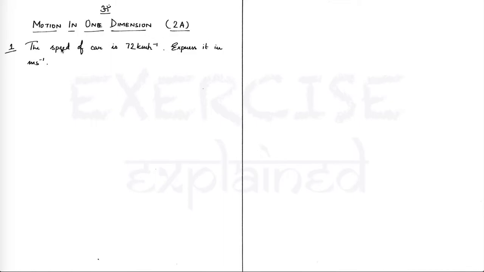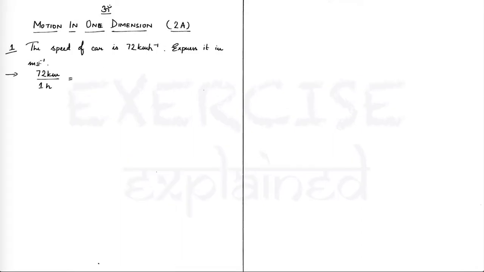Question number 1. The speed of a car is 72 kilometers per hour. Express it in meter per second. So when we get a question that it is 72 kilometers per hour, we should understand that the car can move a distance of 72 kilometer in 1 hour. So I can write it as 72 kilometer divided by 1 hour.